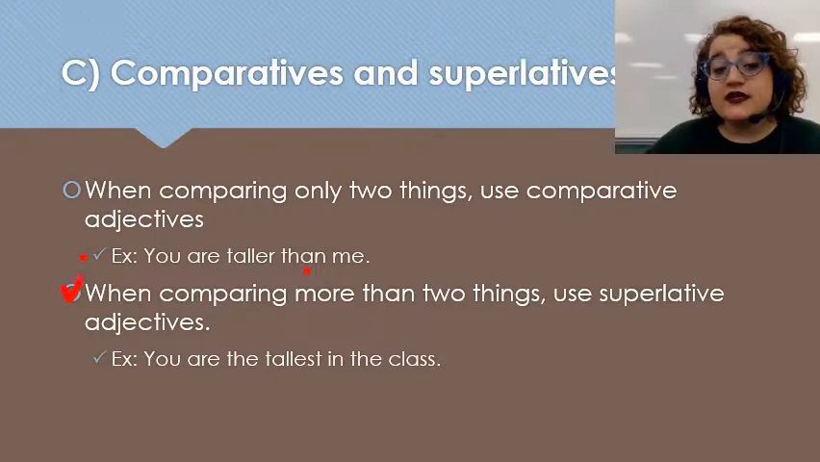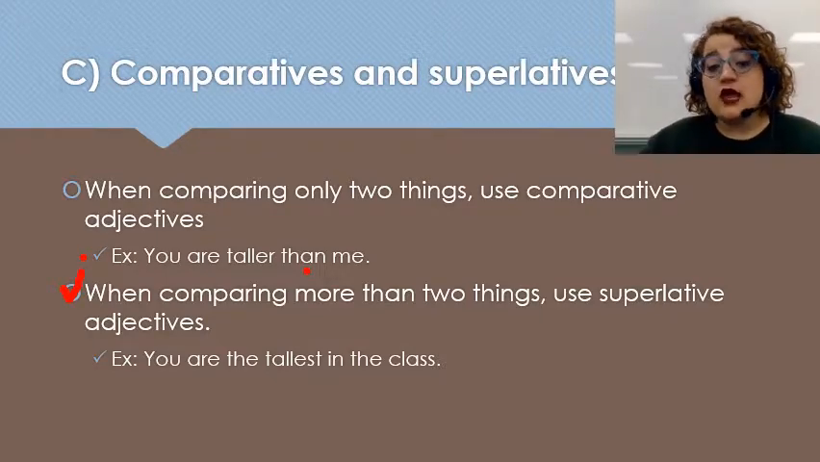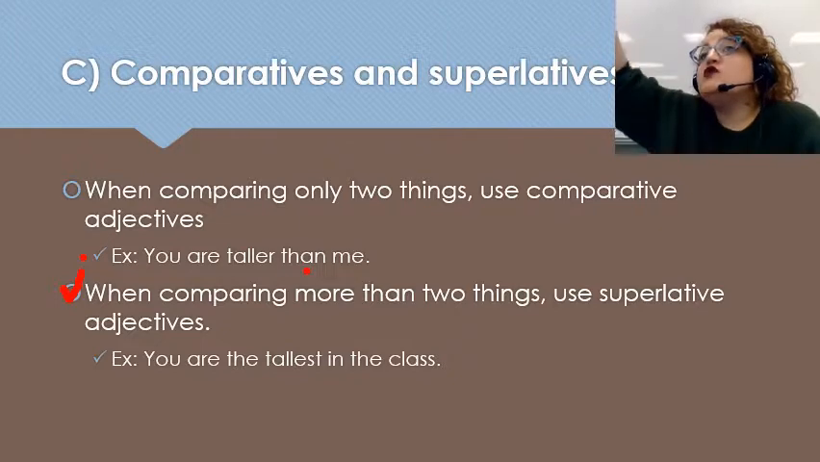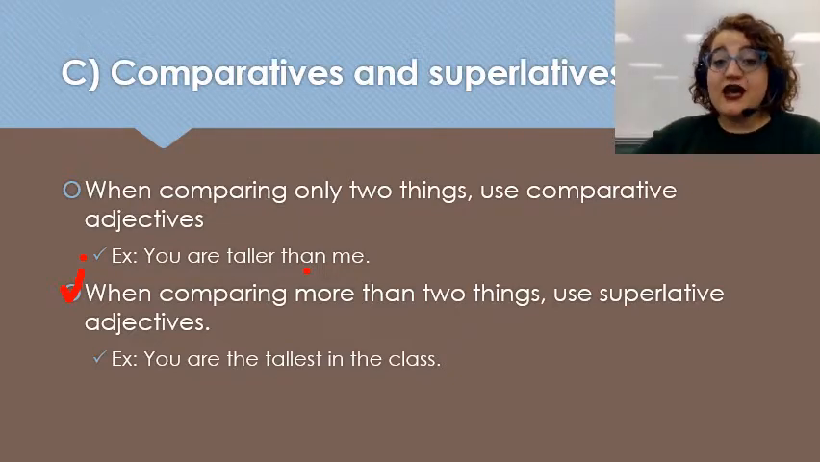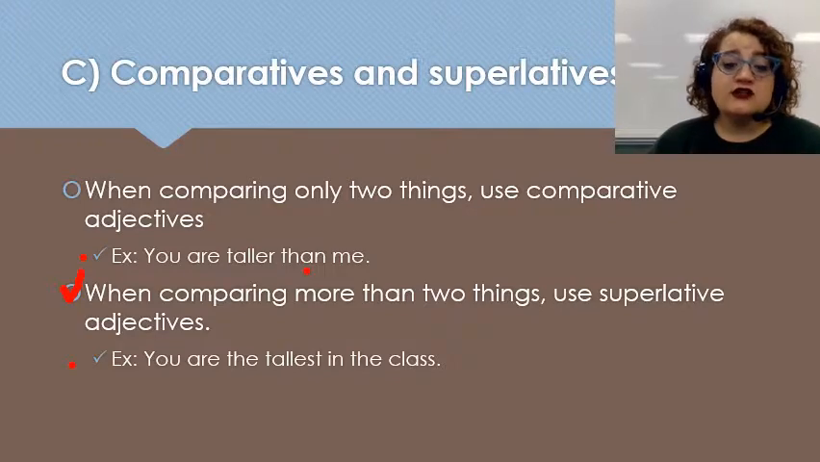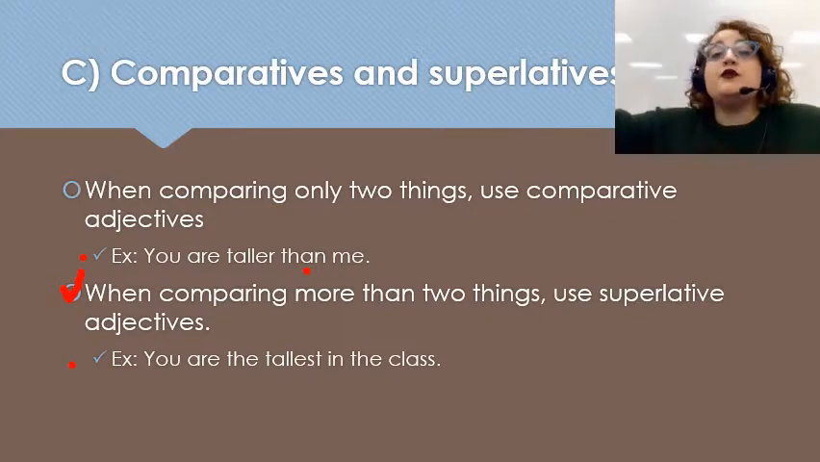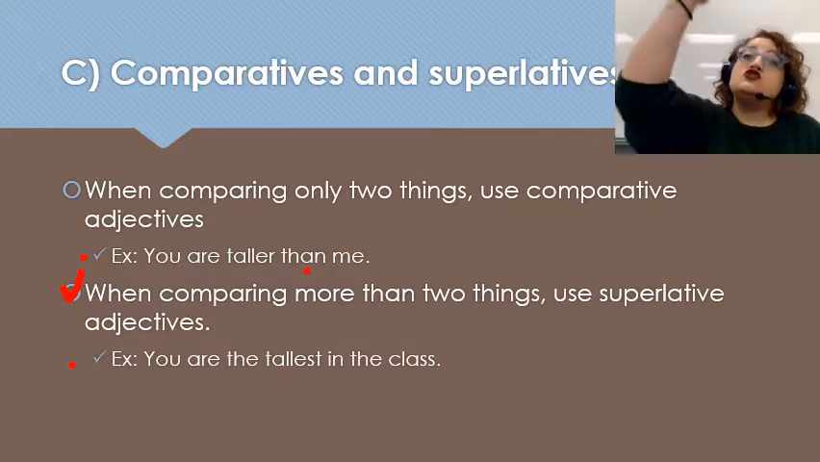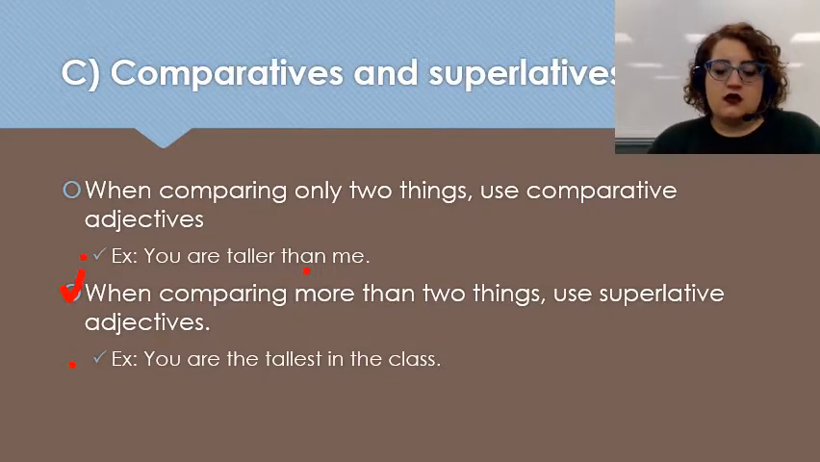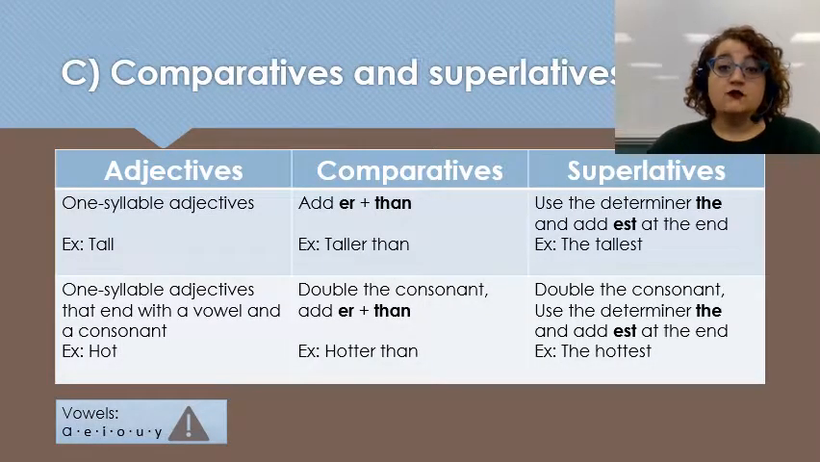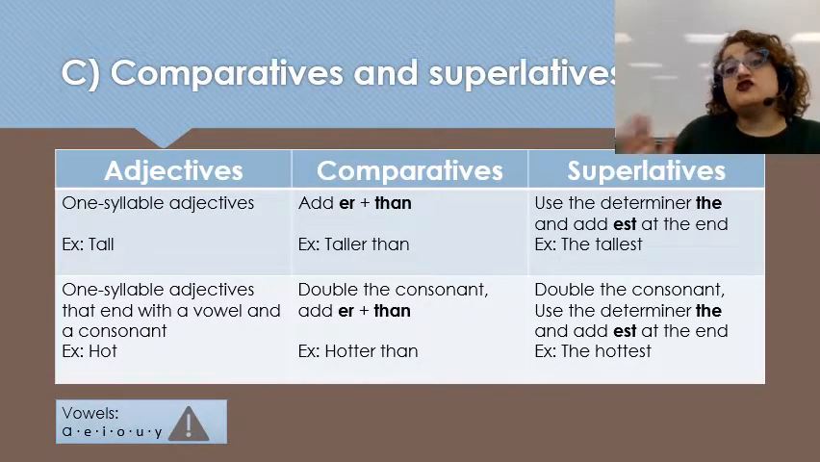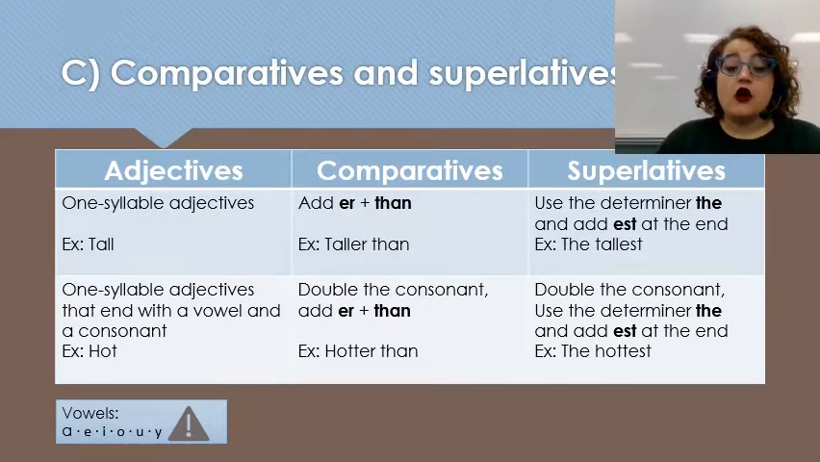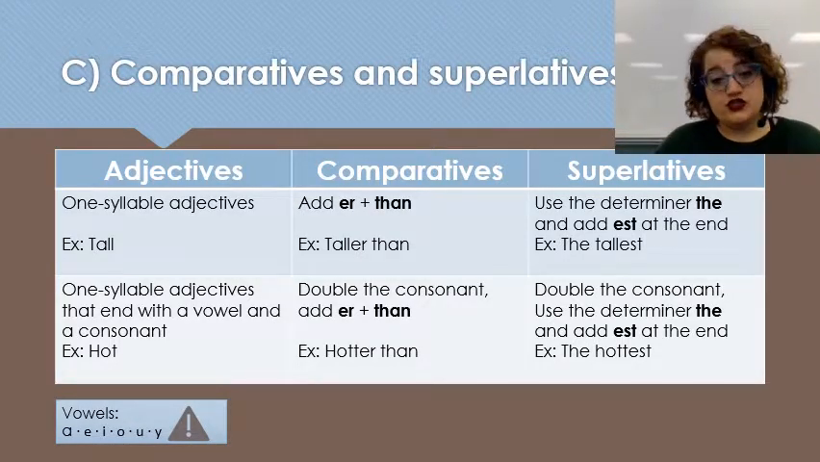When you're trying to compare more than two things, and the one is the most of that thing, that's when you use superlative adjectives. So if you look at this, you are the tallest in the class. That means that of all of the people, you in this sentence is the most tall. Both for comparative and superlative adjectives, there are rules to follow when we want to use them.